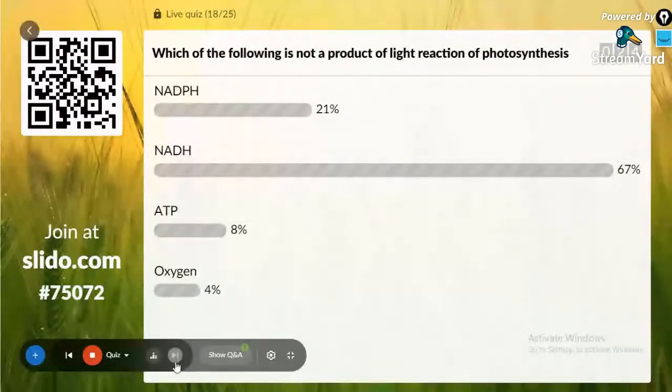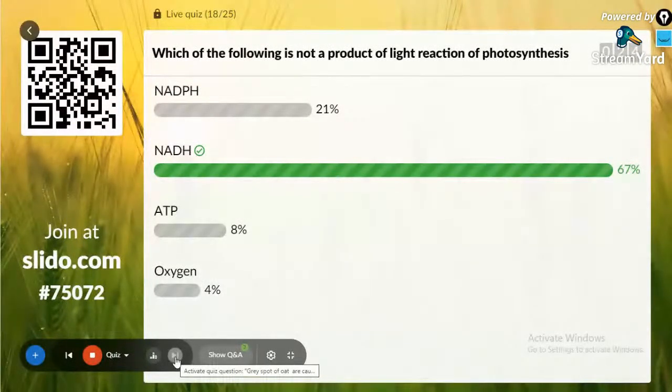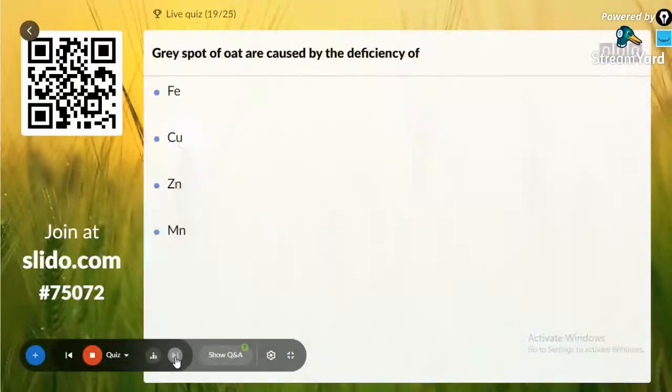Correct answer by 67% of the students. NADH is the correct answer for the question. 19th question on the screen. We have 6 more to complete.